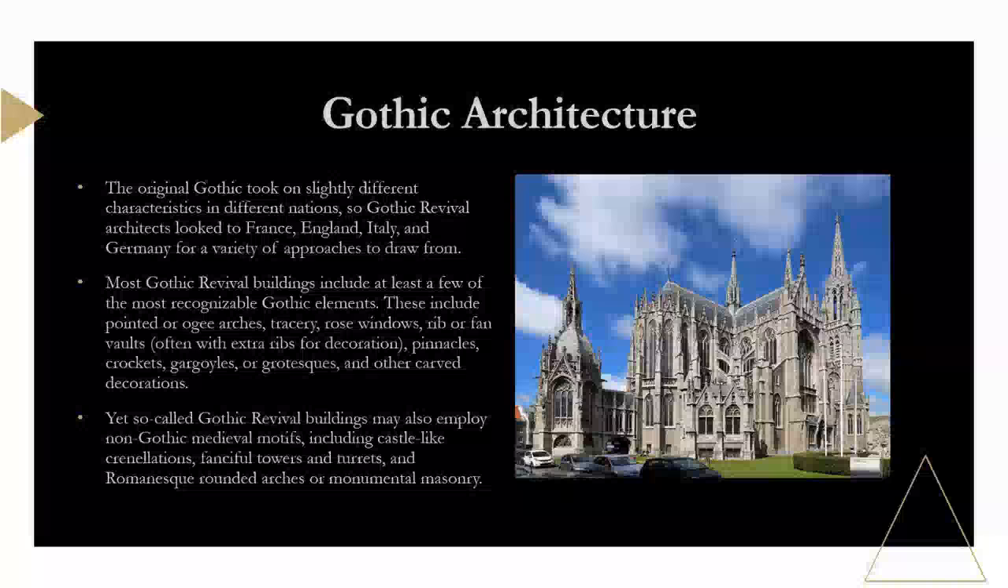These include pointed or ogee arches, tracery, rose windows, fan vaults, often with extra ribs for decoration, pinnacles, crockets, gargoyles or grotesques, and other carved decorations. Yet so-called Gothic revival buildings may also employ non-Gothic medieval motifs, including castle-like crenellations, fanciful towers and turrets, and Romanesque round arches or monumental masonry. In the United States, architect Henry Hobson Richardson started a taste for Romanesque-style public and private buildings, often termed Richardsonian Romanesque.